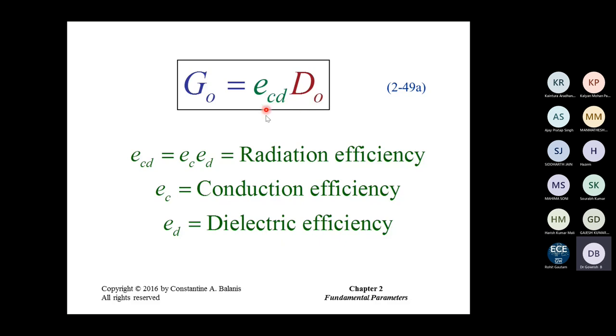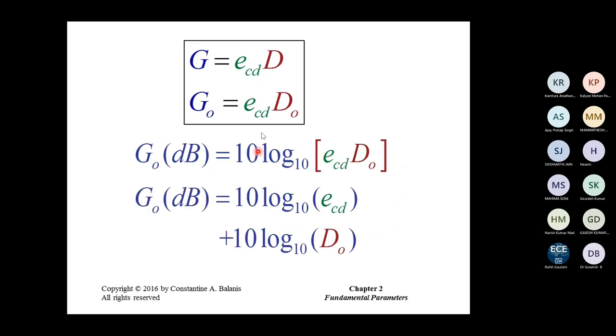Radiation efficiency consists of two components: conduction efficiency and dielectric efficiency. It's once again a dimensionless quantity because it's a ratio of powers. You can express that in terms of logarithm, 10 log to base 10. You can express it as a summation of logarithms of individual components. This is all very common and very basic, so you'll be aware of all this.